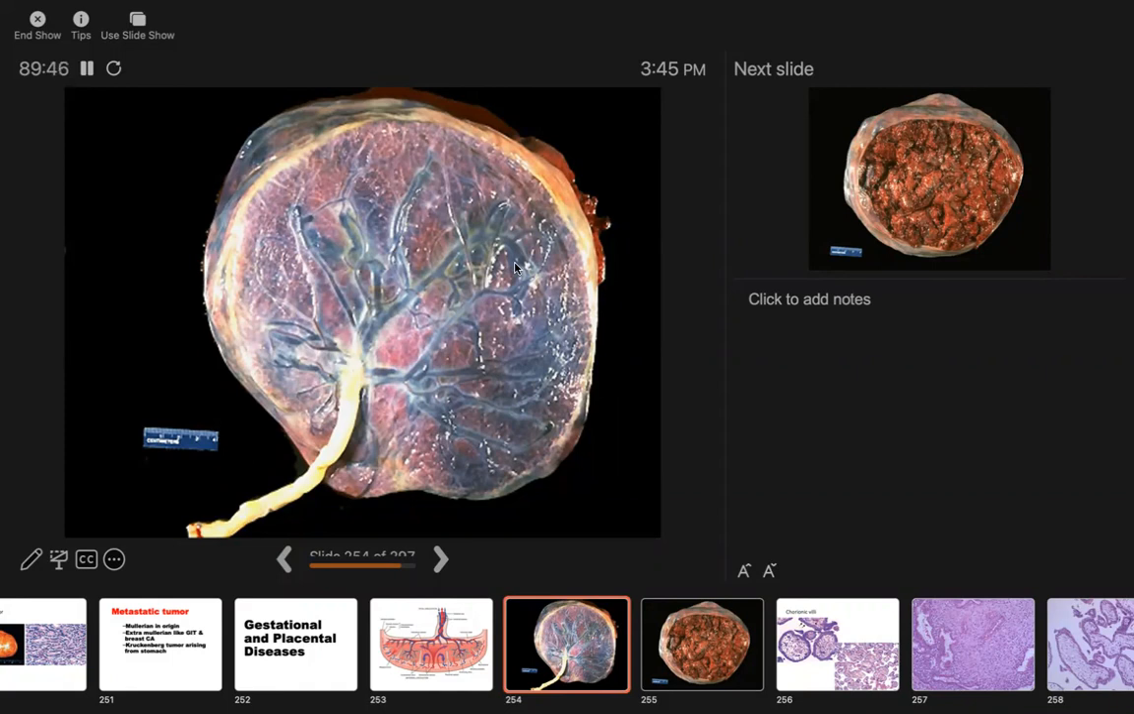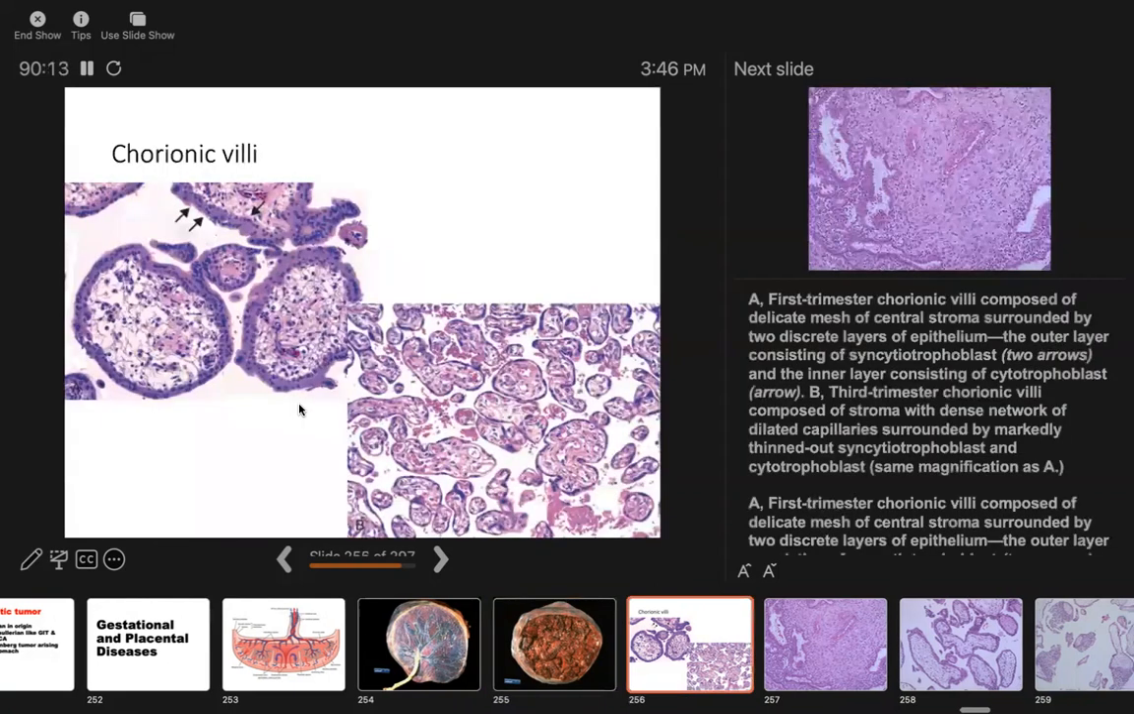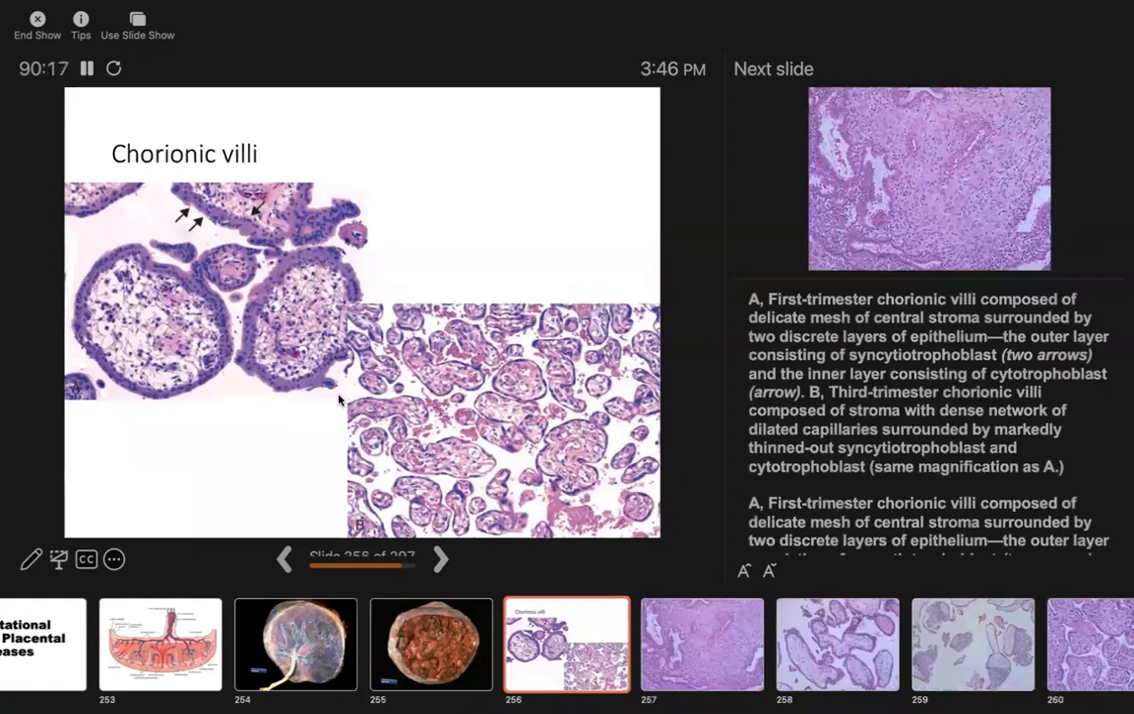Then we flip it over, strip the membrane, and look at the maternal side. We need to see if the cotyledons are complete because, if not, then there could be retained placental fragments in the uterus of the mom, which may eventually lead to bleeding. So this is an example of a complete cotyledon. And when you take sections of that, you are expecting to see chorionic villi and trophoblast. So to diagnose pregnancy, you have to see chorionic villi and trophoblast.